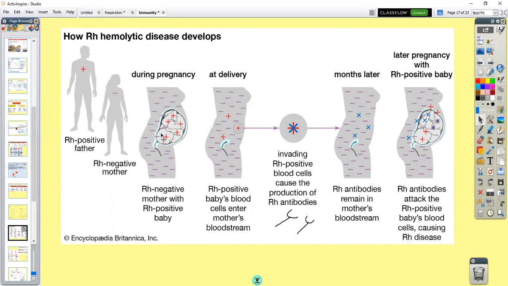Nothing happens during really the first pregnancy, but during that birth process, some of the baby's rhesus positive blood, with the antigens on the red blood cells, may leak into the mother's blood. So during the pregnancy or during delivery, that will sensitize her B lymphocytes, and then they will produce these anti-D antibodies. If there's a further pregnancy, these antibodies can be produced by her memory cells, which could then attack the baby and kill the baby off.